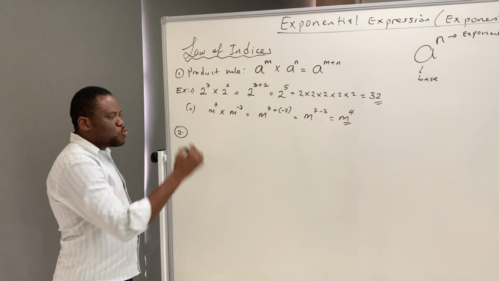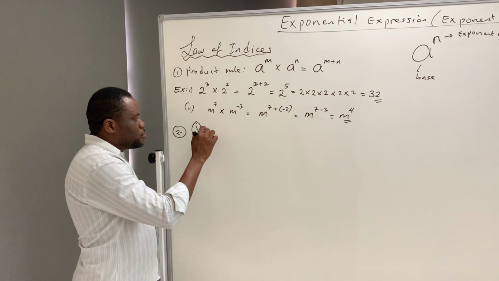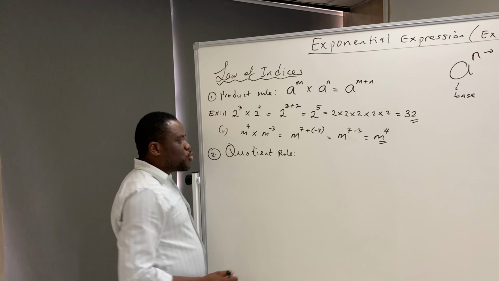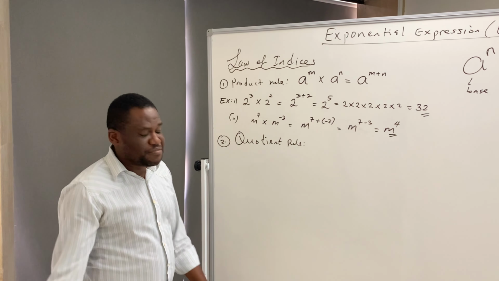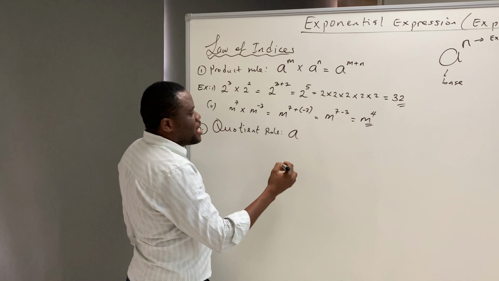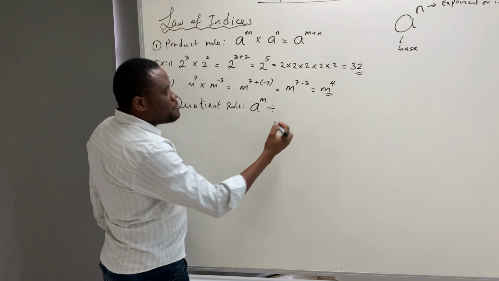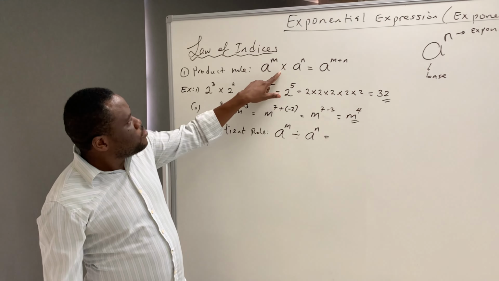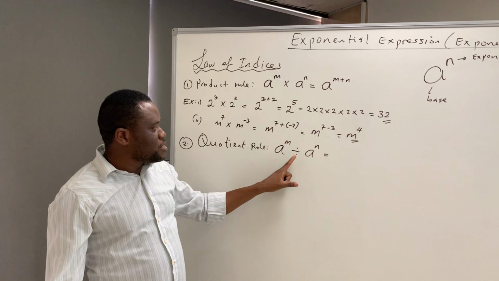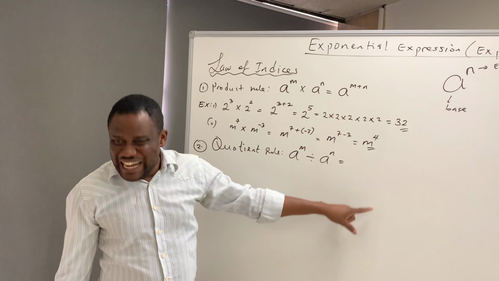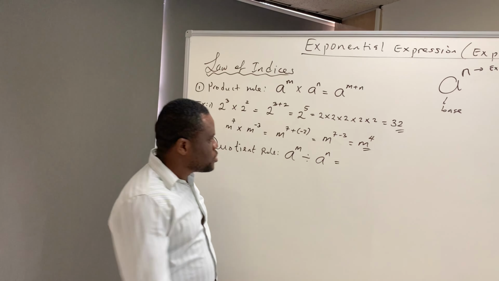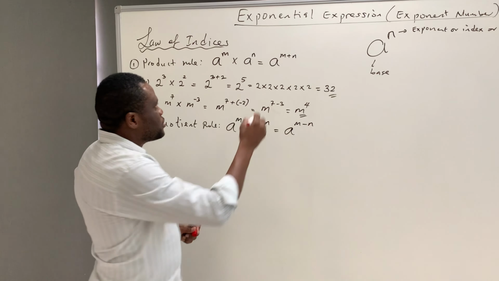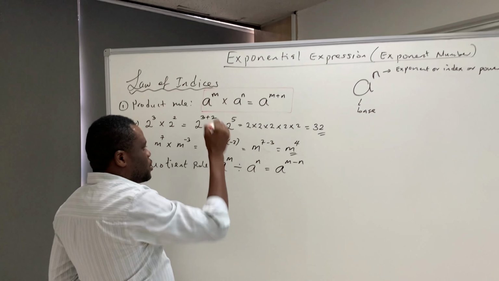Let's go to the second rule. The second rule is called the quotient rule. Quotient means division. So the law says a to the power of m divided by a to the power of n. The same rule will appear, but now, don't forget, multiplication becomes addition. For this one, division becomes subtraction. So a is common, and we have a to the power of m minus n. This is the second one.